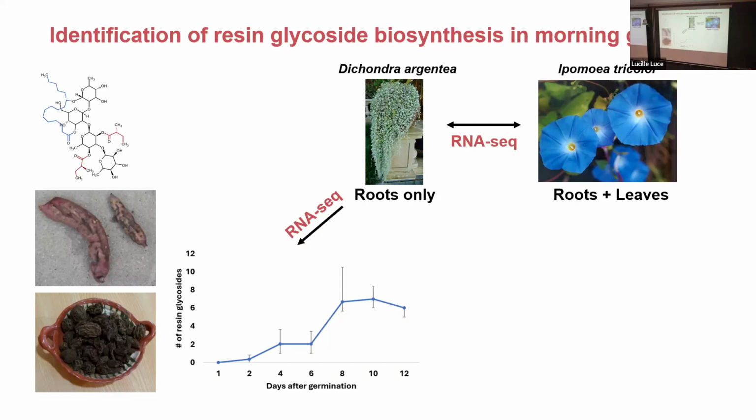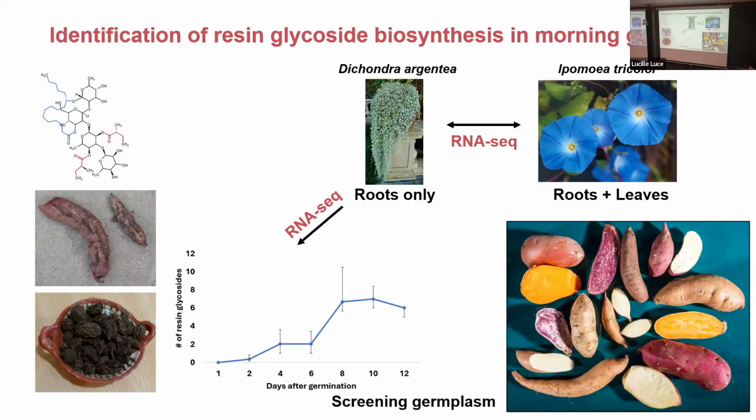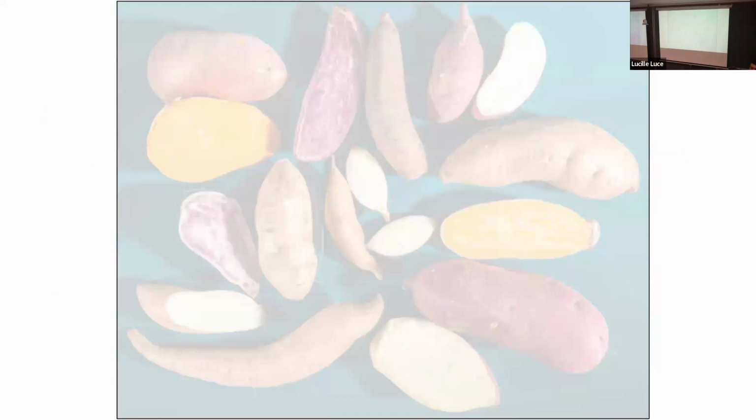at different stages. We are also screening a bunch of different sweet potato varieties, 55 cultivars from the Sweet Potato Germplasm Center, and looking at resin glycoside levels and how they are associated with known insect damage patterns. Now looking at this diversity, we started to think of additional problems that could be answered.